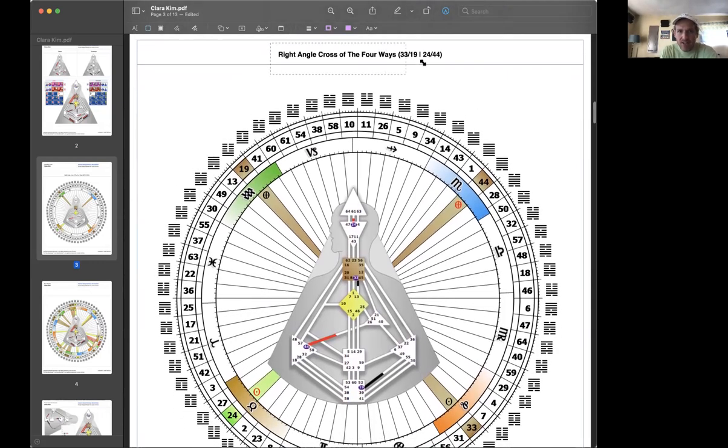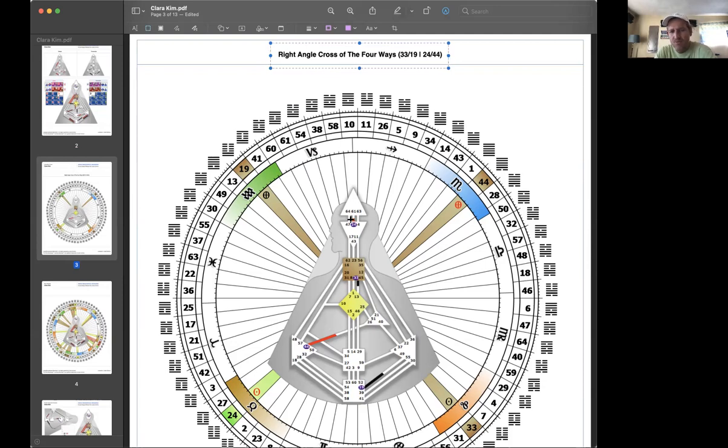Now, the Right Angle Cross of the Four Ways is an interesting one to me. I have this as my Saturn cross, so I'm in a Cross of the Four Ways way of being right now, and that's kind of the mode. The Four Ways are really all about movement. It's like a human signpost, and it's all about endings in different ways. It doesn't have gate 42, the ultimate gate of endings, but it does have the four directions.